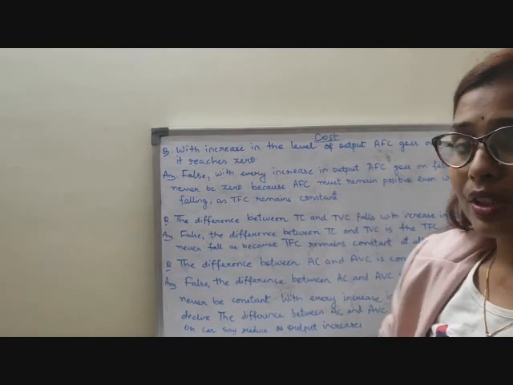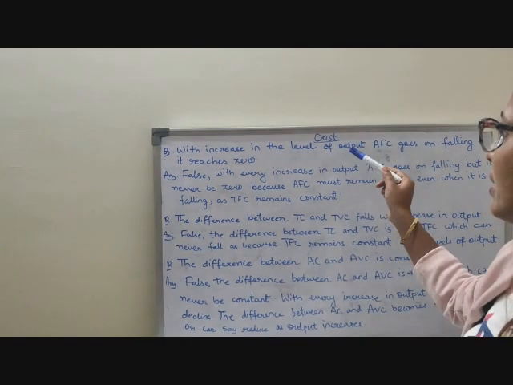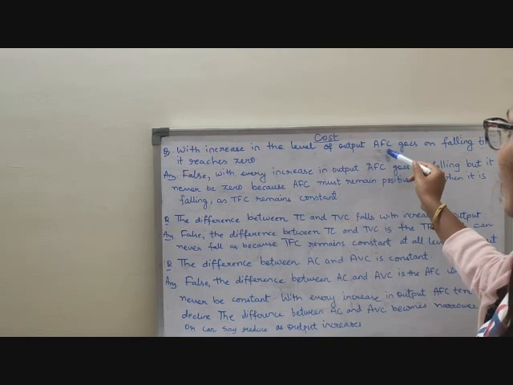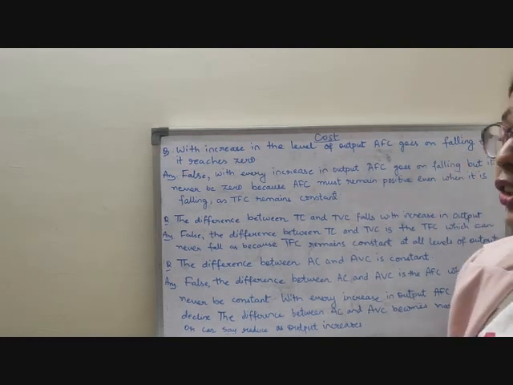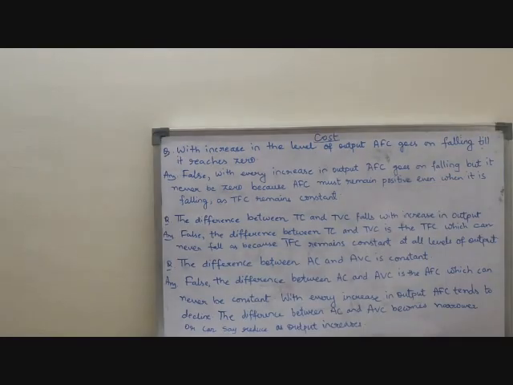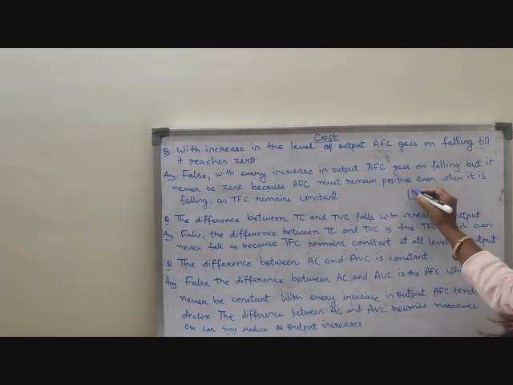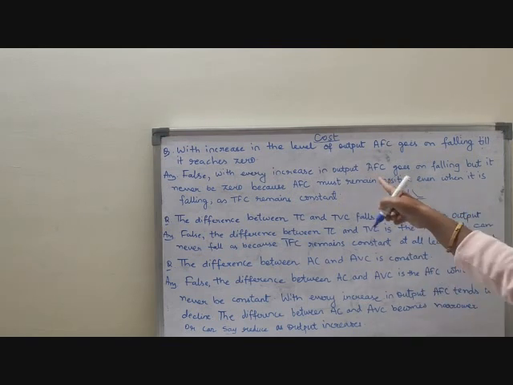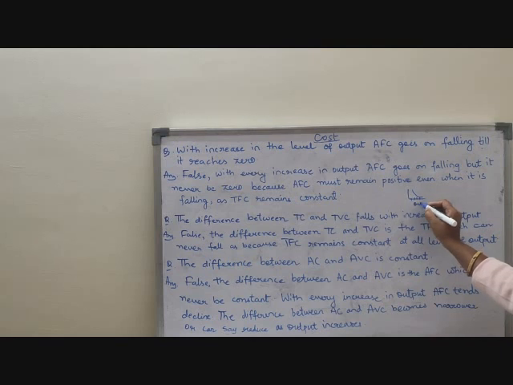Now children, see the other question. With increase in the level of output, average fixed cost goes on falling till it reaches 0. So average fixed cost we know, will it be 0? It falls with every increase in output. Suppose you are increasing the output here. This is the output on the x-axis. When you are increasing the output, average fixed cost goes on falling, but it will never be zero.